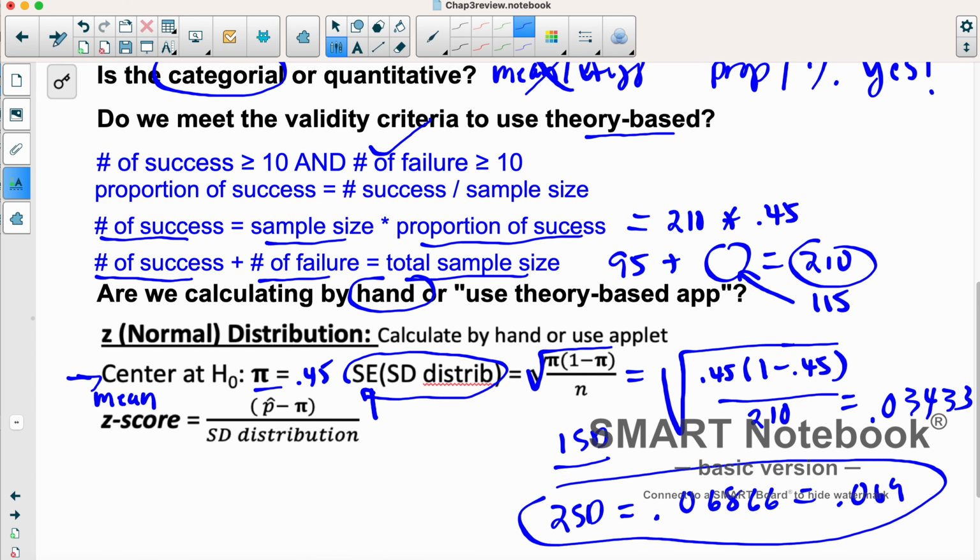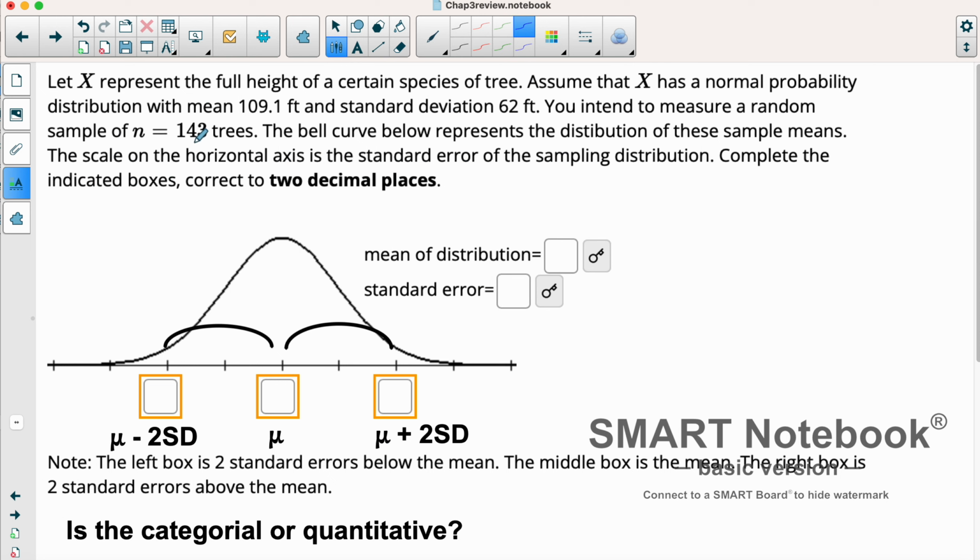Okay, let's do one more example. Let x represent the full height of a certain species of tree. We assume that this has a normal probability distribution. That's this curve here, the normal bell curve. It has a mean of 109.1 feet and a standard deviation of 62. We intend to measure a random sample of n equals 143.